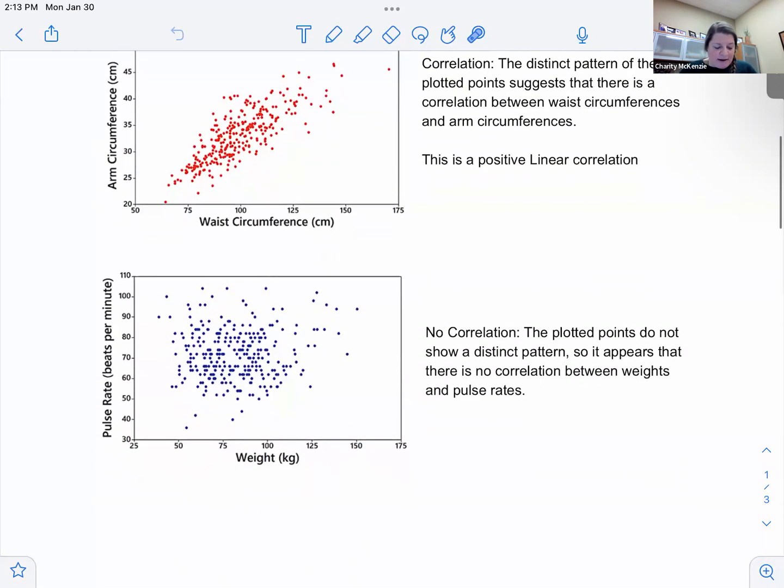Here's the next one, weight versus your pulse rate. Here's the data, and it's not looking like a line. It definitely doesn't look like a curve either. It doesn't look like there's a pattern. So that means no correlation, no relationship.